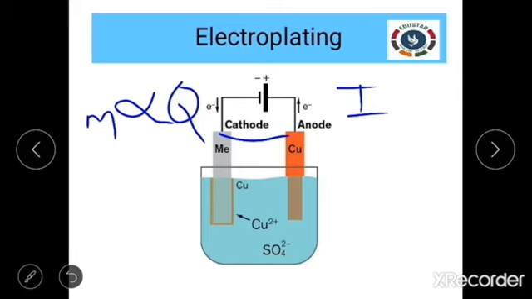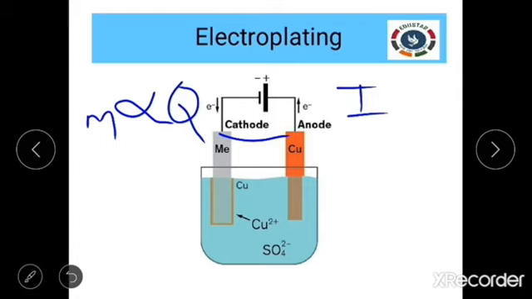Now I am going to talk about the second law. What does the second law say? Suppose I am giving electricity to 3 or 4 electrolytes, then those electrolytes will deposit different amounts of substance in their electrolytes.